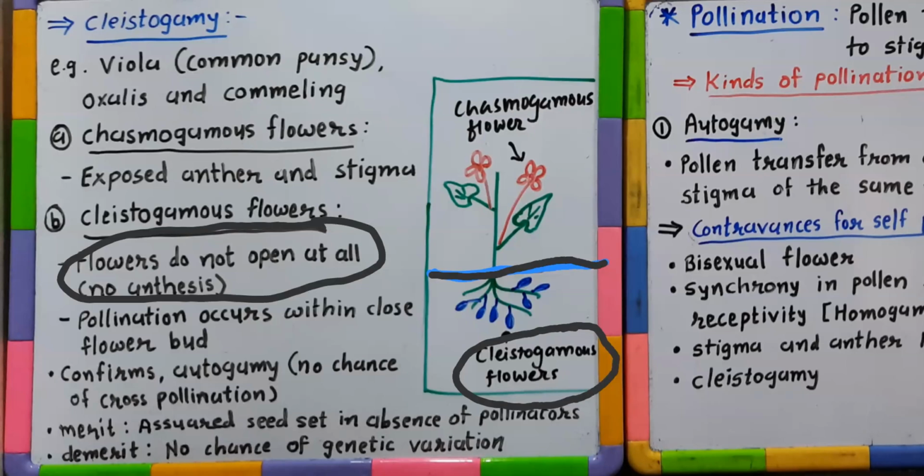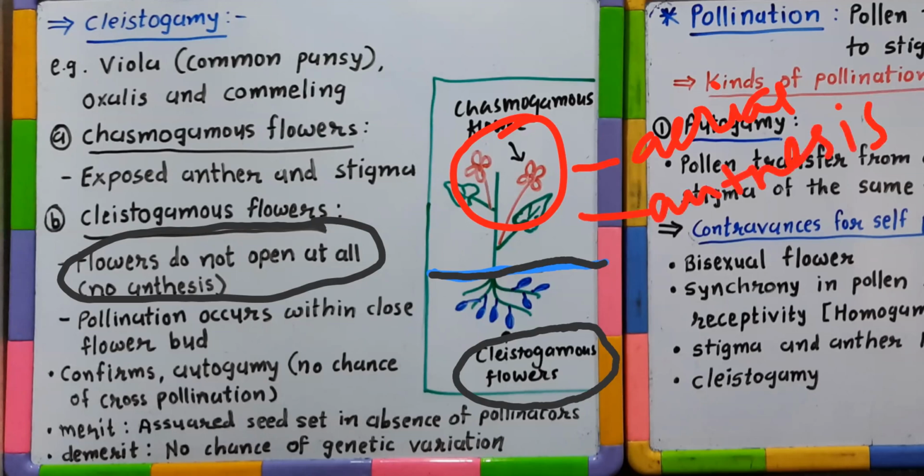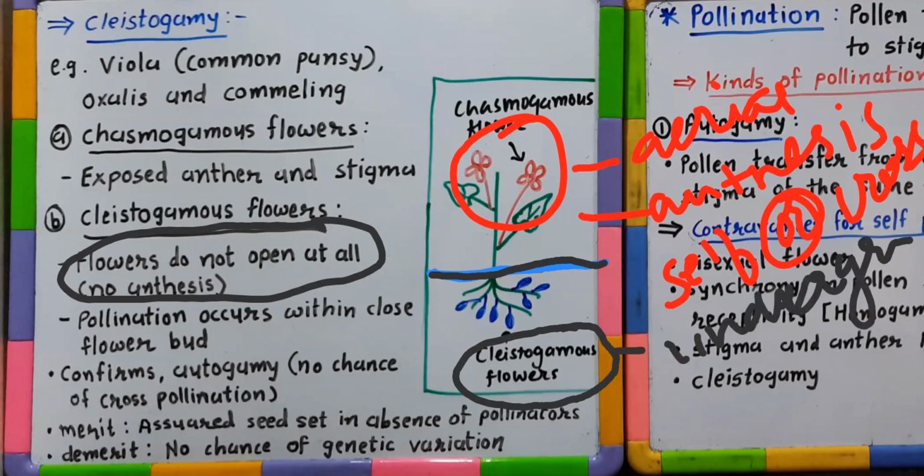See, these chasmogamous flowers are aerial flowers. They open up, they show anthesis. So they have two options. They can show self-pollination or they can even show cross-pollination. But these cleistogamous flowers are underground in nature, they do not show anthesis, they never open up. So they have only one option, and that is self-pollination.